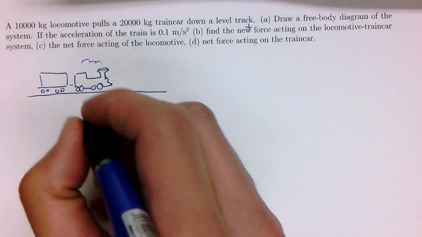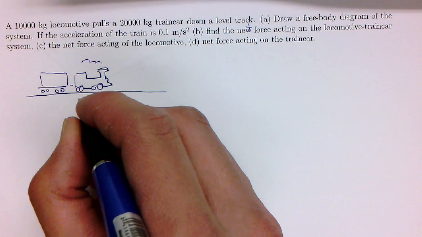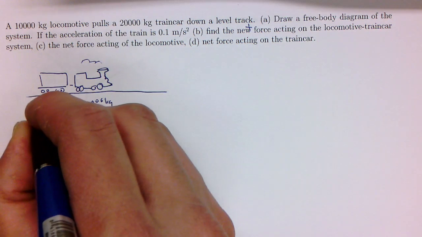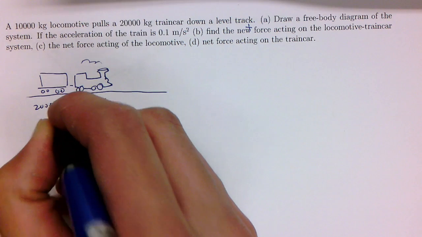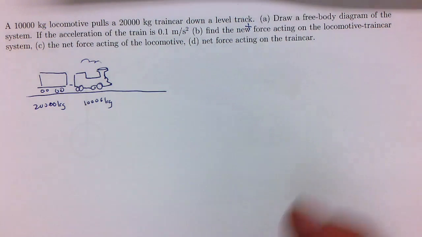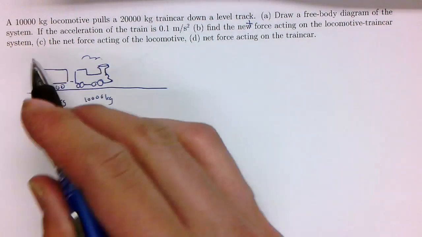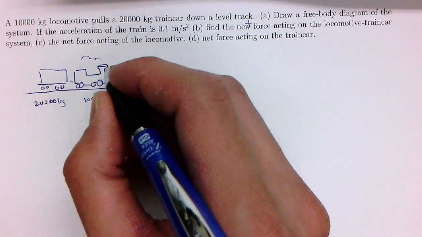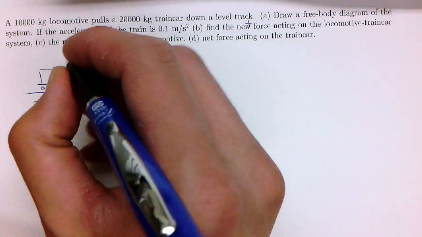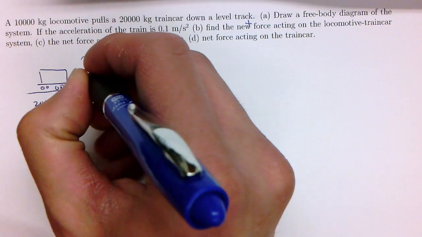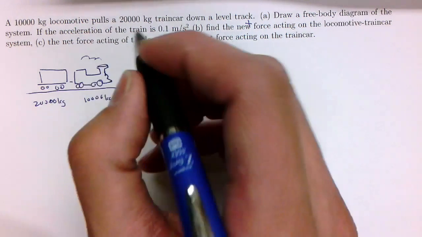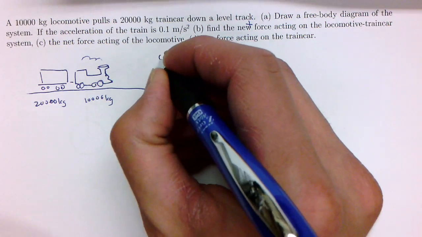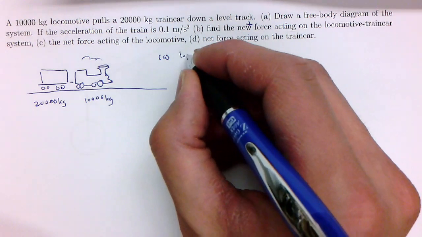Now, the mass of this locomotive is 10,000 kilograms, and the mass of this train car is 20,000 kilograms. It's something big and fairly heavy. So let's draw a free body diagram of this system. If you were to draw it for any particular one, you have to pick each particular system and draw the free body diagram for that. So for part A, let's do the locomotive first.